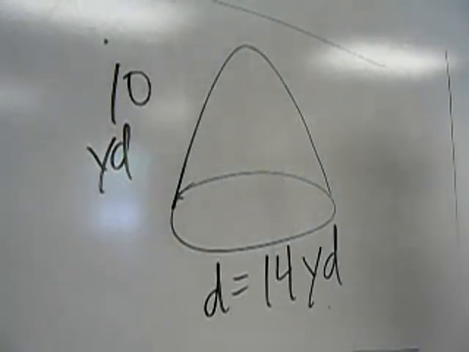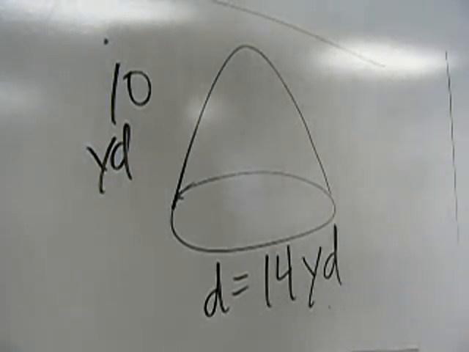This is problem number 12. A pile of gravel is in the shape of a cone. Estimate the number of cubic yards of gravel that are contained in a pile 10 yards high and 14 yards in diameter. So the first thing we need to figure out is whether or not this problem is area, perimeter, or volume related. There's two big giveaways in this problem.